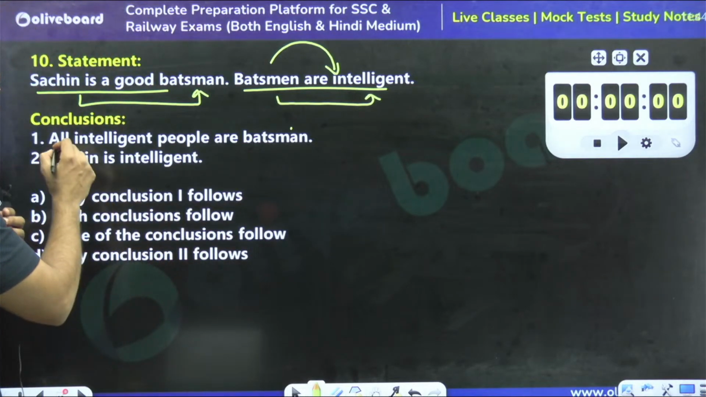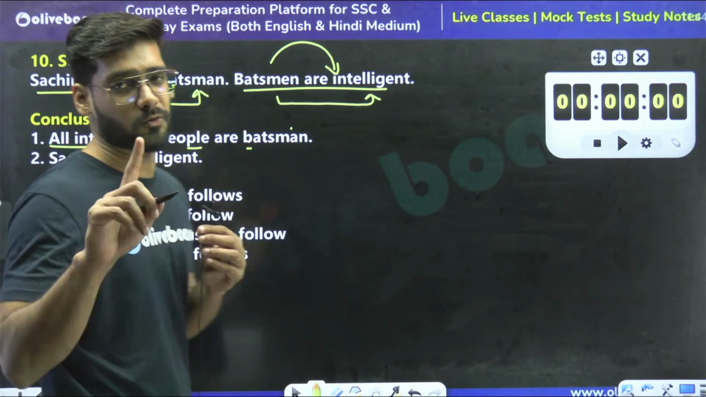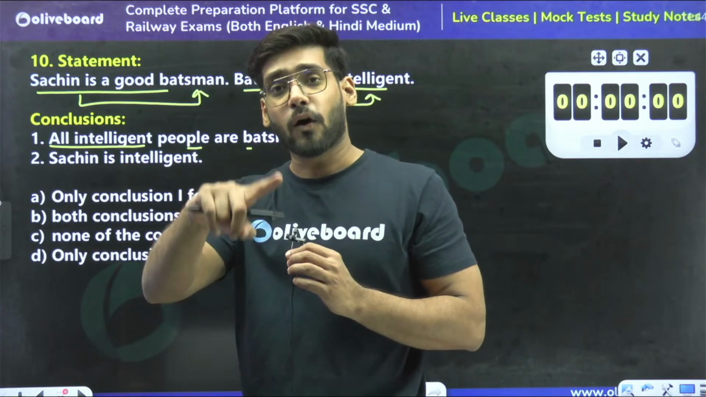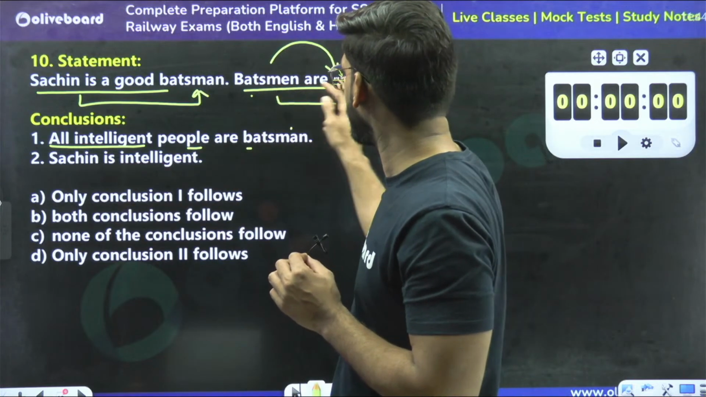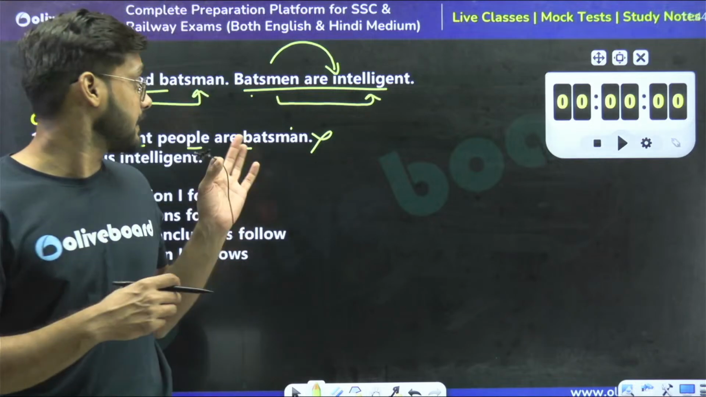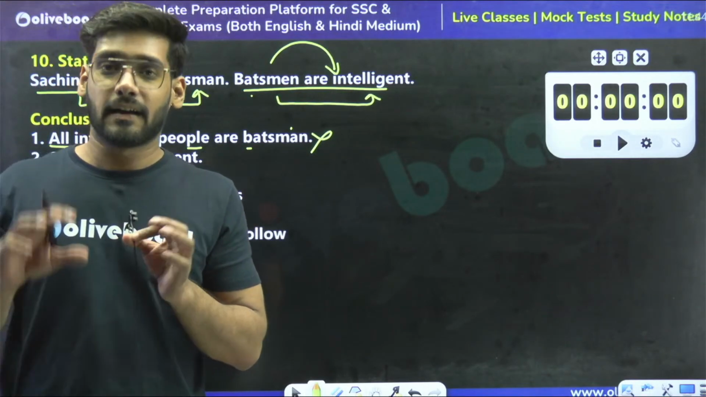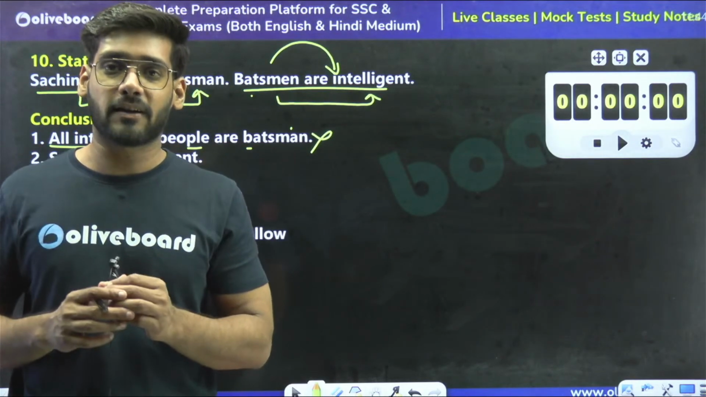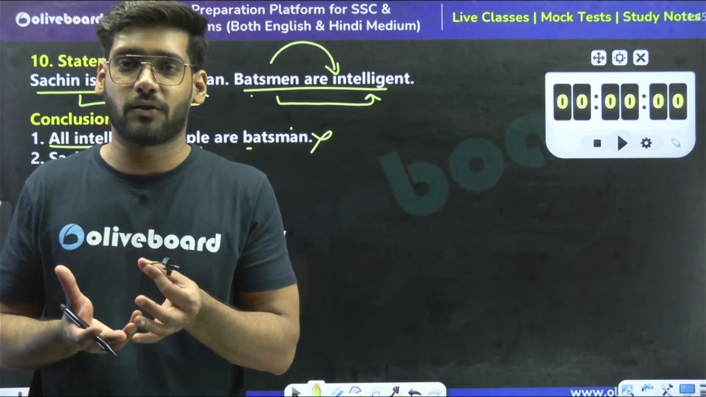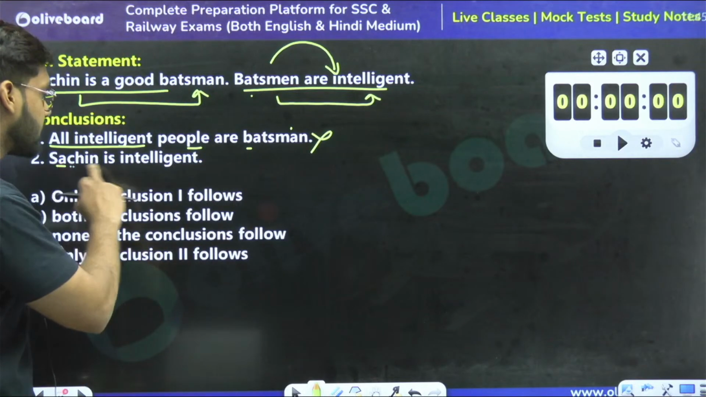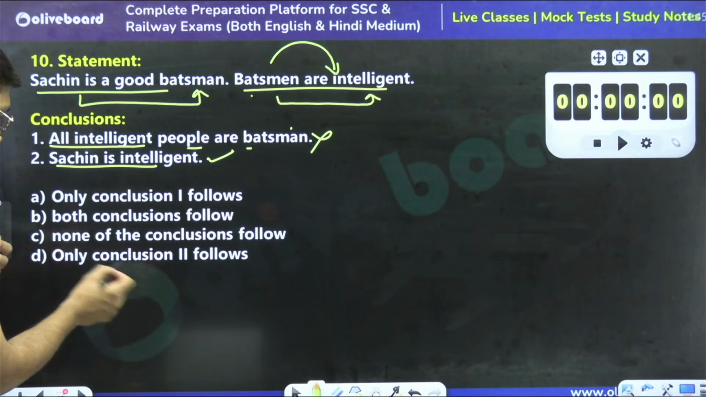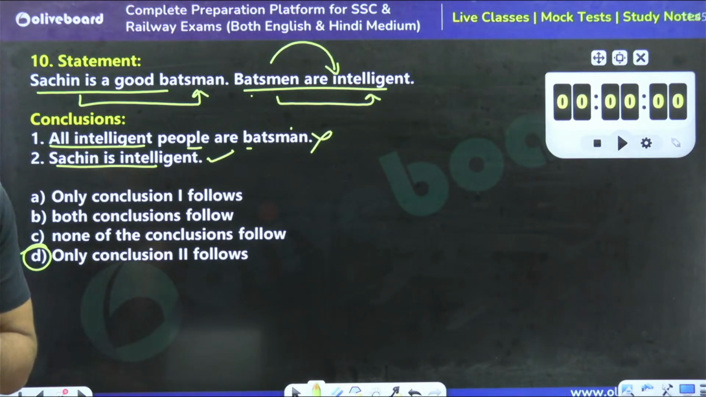So let's see the conclusions. All intelligent people are batsmen. No, we cannot say this. We can say all batsmen are intelligent, but not that all intelligent people are batsmen. So the first one is wrong. How can it be possible? You all are intelligent. Are you all batsmen? I am not so intelligent, but still I am not a batsman. We cannot do anything with that, right? Sachin is intelligent. Yes, we can conclude that Sachin is an intelligent one. So only conclusion 2 follows, option number D.